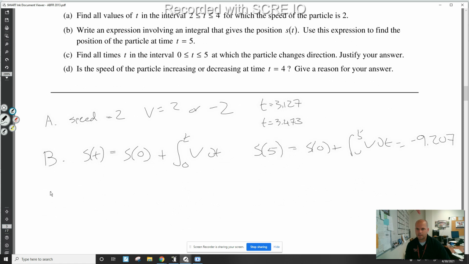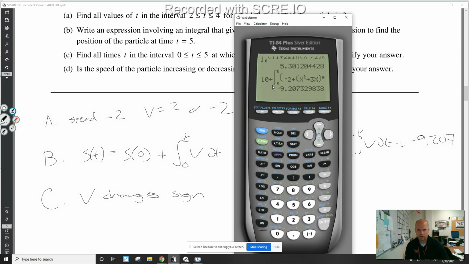Part C, find times t for which the particle changes direction. All right, well, that's when velocity changes. Justify your answer. Okay, sure. V changes sign. That's all you need. That's your justification. We have the graph going from 0 to 5. I can get rid of my negative 2 and 2, replace it with a 0. A lot of graphing of velocity and finding intersections here, people. 1. We have a second one.